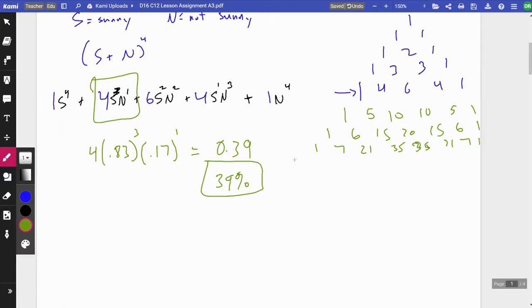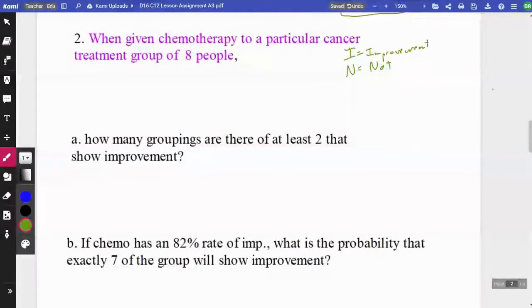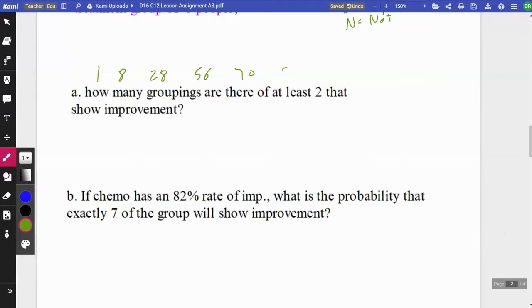Yeah, cut off here. And then it would be 1, 8, 28, 56, 70, 56, 28, 8, and 1. Okay, that's our numbers. So 1, 8, 28, 56, 70, then symmetric back down. 56, 28, 8, 1.